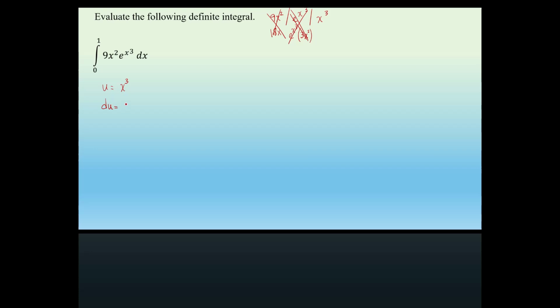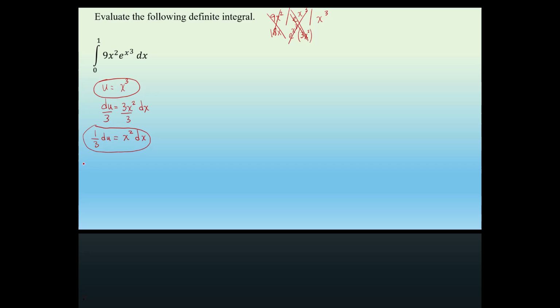The du would be 3x squared dx. I see the x squared and I see the dx. Let me go ahead and divide by 3. So I end up with 1/3 times du is equal to x squared dx. I'm going to use this u and this 1/3 du.